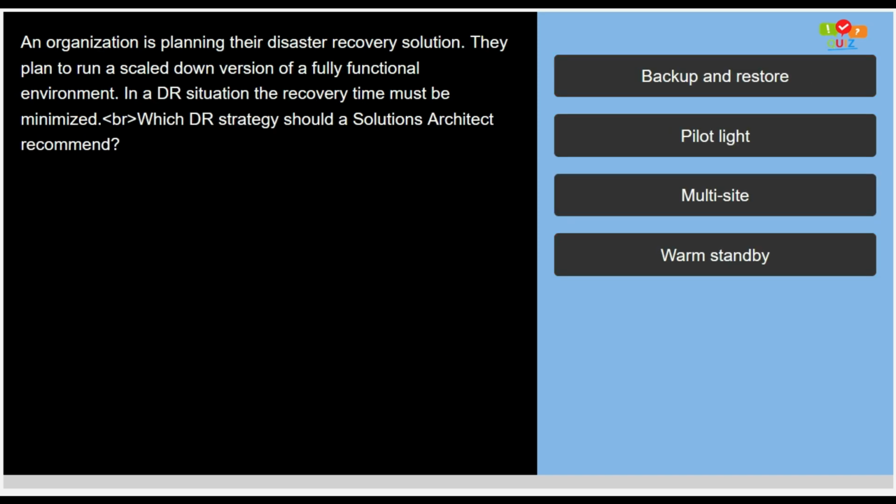Okay, next question. An organization is planning their disaster recovery solution. They plan to run a scaled down version of a fully functional environment. In a DR situation, the recovery time must be minimized. Which DR strategy should a solutions architect recommend? You have four options: option 1, option 2, option 3, and option 4. You have 10 seconds to answer this question. Your time starts now.